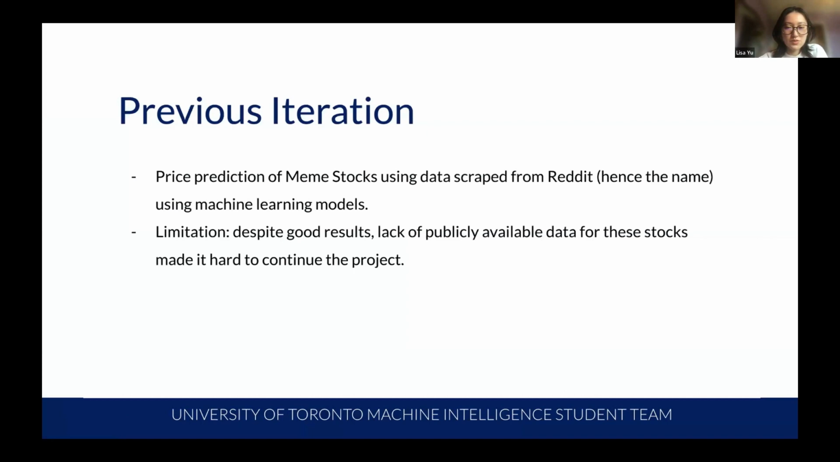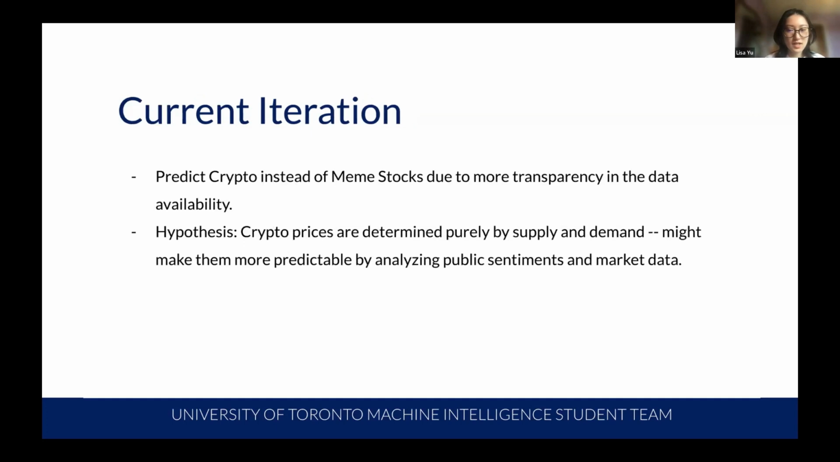So last year's WallStreetBot project predicted the prices of meme stocks like GME using sentiment analysis on Reddit posts. The main limitation we found was that we had a lack of high quality publicly available trading data for stocks. So for this year, next slide, we decided to predict the prices of cryptocurrencies instead, as their prices are determined purely by supply and demand, which should make them more predictable by analyzing public sentiments and market data.